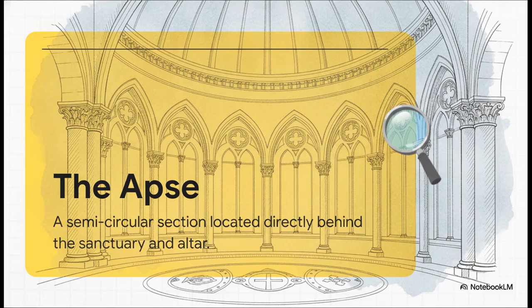Defined simply, it's that semicircular or sometimes polygonal section located at the very end of a church. It essentially forms the physical backdrop directly behind the sanctuary and the altar. Its graceful, sweeping shape creates this immediate sense of dignity, and remarkably, this has remained a defining, anchoring feature of traditional church architecture for literally nearly 2,000 years.